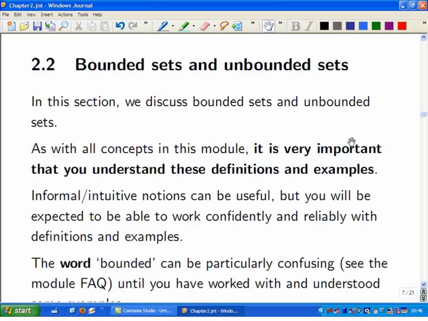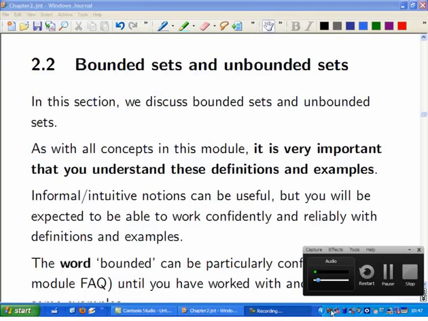Right. So what we'll be moving on to next time then is a discussion of bounded sets and unbounded sets, and it'll all be defined in terms of these closed balls, but basically it means that they're not boundless. You can't sort of escape off to infinity.